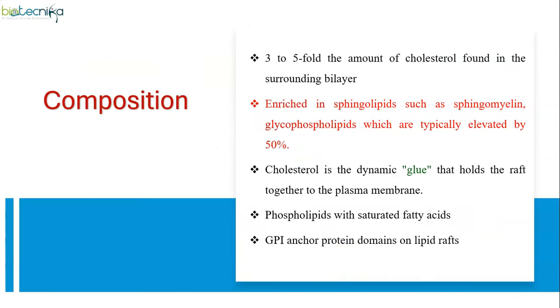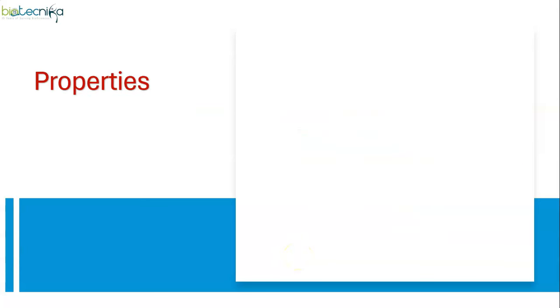If you look into the composition, there is 3 to 5 fold the amount of cholesterol found in the surrounding bilayer. As I have shown you, it is enriched in sphingolipids in the form of sphingomyelin, and glycophospholipids, which are typically elevated by 50%. So what is the role of cholesterol over here? It is a glue that can hold the rafts together with the plasma membrane. Phospholipids will be present in the form of saturated fatty acids. GPI anchor proteins can also be seen on lipid rafts.